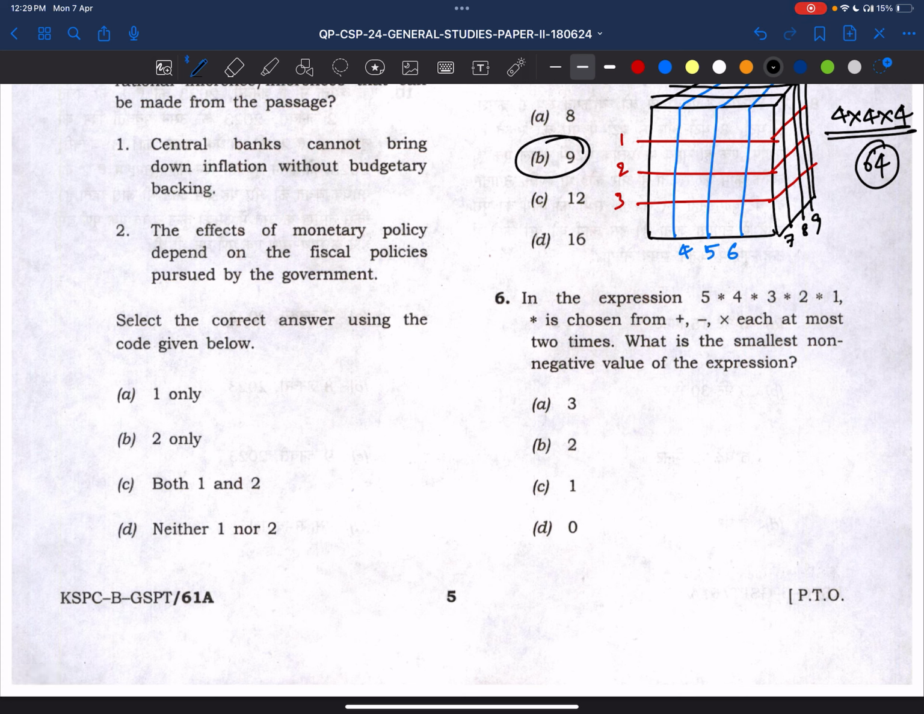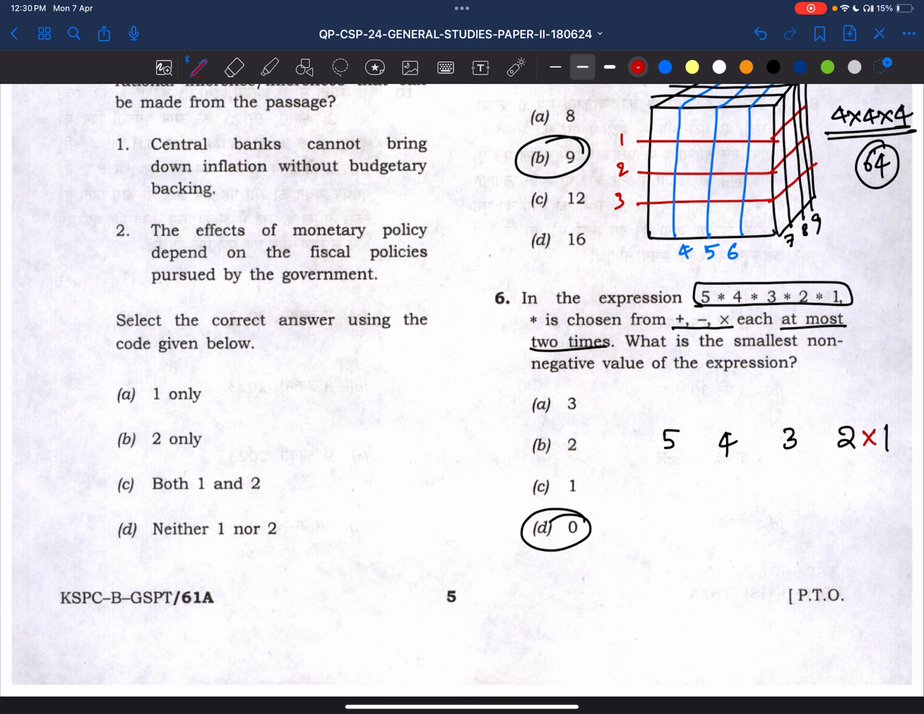In the expression 5, 4, 3, 2, 1, each star is chosen from plus, minus, and multiplication, each at most 2 times. At most 2 times. That means not more than 2 times, right? What is the smallest non-negative value of the expression? See, what is the smallest non-negative value? 0, right? So let's check whether this expression comes to 0 when we substitute these operations. Okay, let's check. 5, 4, 3, 2, 1. So I'll place them here.